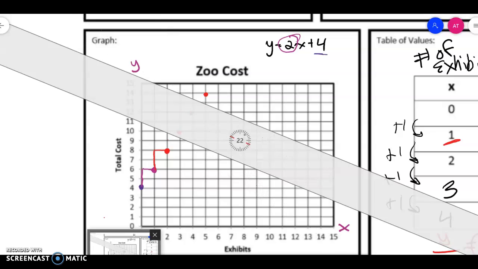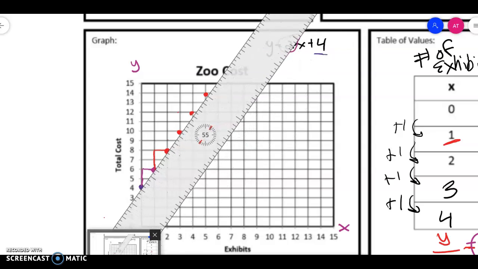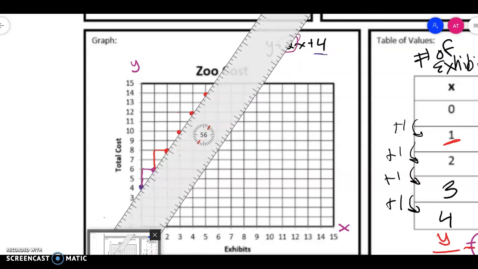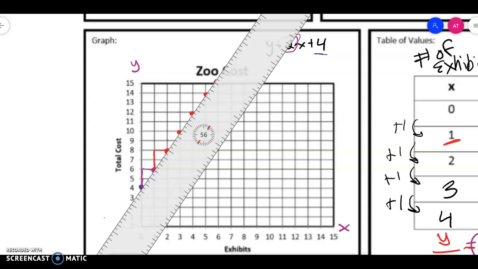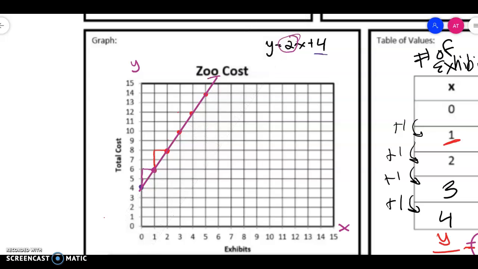And so now I'm going to take my ruler. I'm going to line them up. And now I'm going to draw a line, connecting all of the points. And now draw an arrow at the end of your graph to show that it's going to increase forever and ever and ever. I could go to 562 exhibits and I can figure out the cost now.